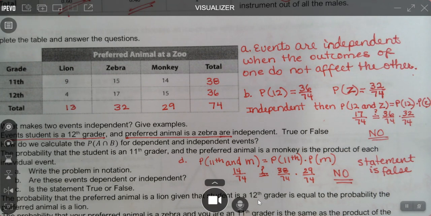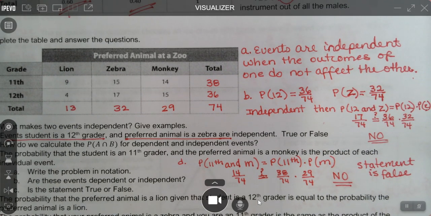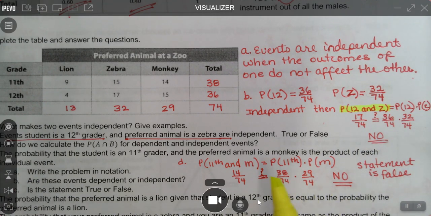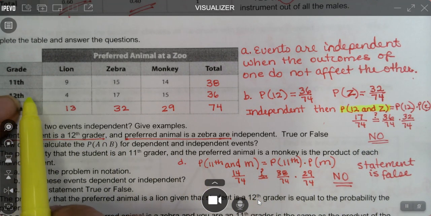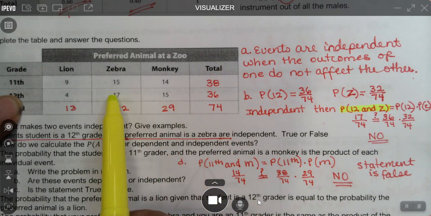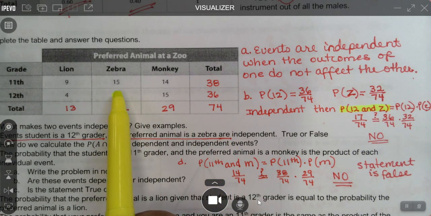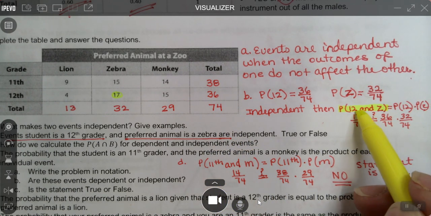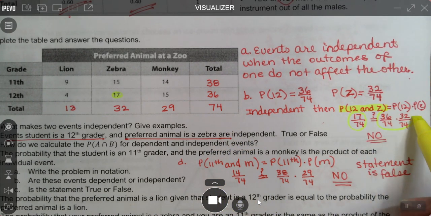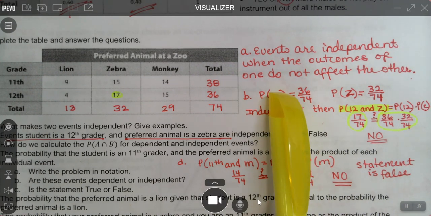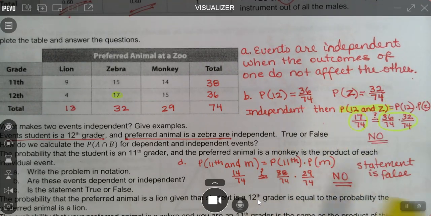The one that we have to calculate now is this one. And that's an and probability, which happens when it's a 12th grader and the zebra, so right here, 17 out of 74. Does this number equal the product of those two numbers? The answer is no, they do not. So therefore, these two events are not independent.